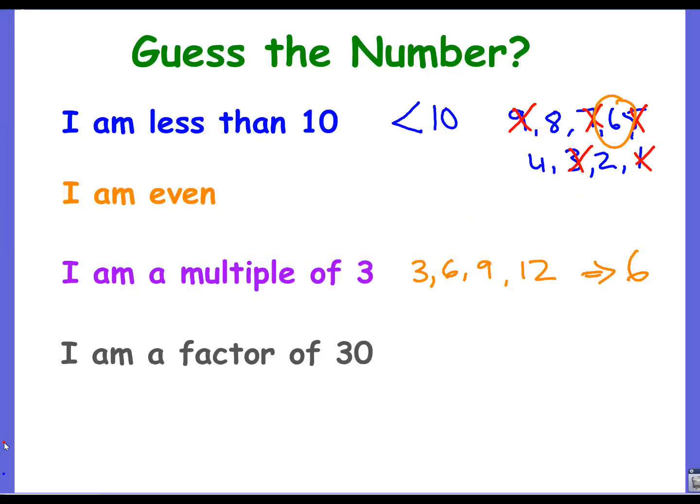So to confirm this, let's have a look at our last clue, which says I am a factor of 30. So is 6 a factor of 30? In other words, does 6 divide exactly into 30? Yes, it does. It goes in 5 times. So this confirms that the number we're looking for is 6.